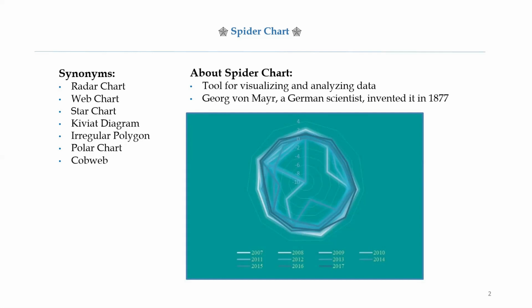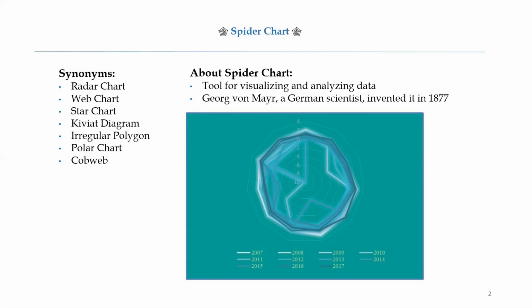Why so many? Well, the idea of spider charts dates back to the 19th century when they were invented by a German scientist named Georg von Meyer. Since then, they have become popular in various fields: economics, business, engineering, sports analysis, and more. So over time, each field gave them a different name.